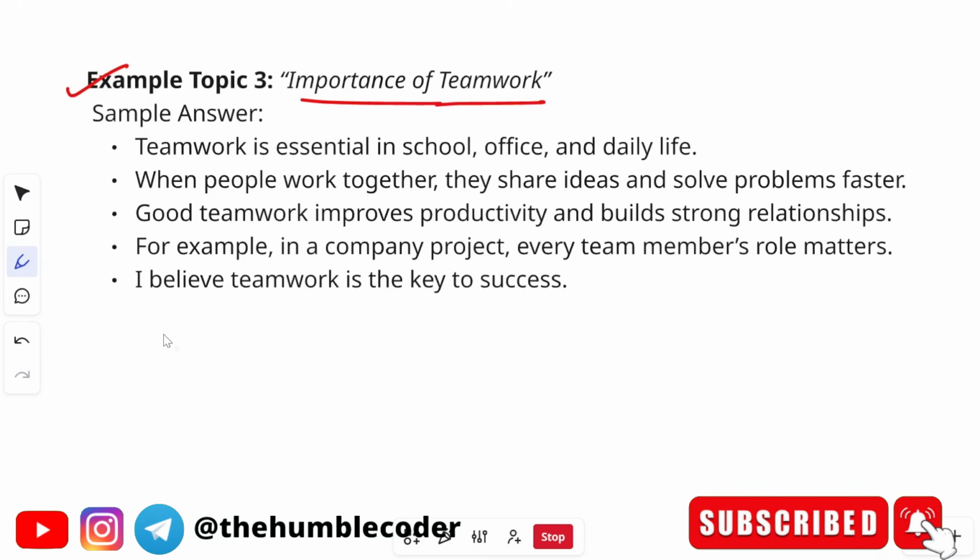Okay, so the sample answer for this is: teamwork is essential in school, office, and daily life. When people work together, they share ideas and solve problems faster. Good teamwork improves productivity and builds strong relationships. For example, in a company project, every team member's role matters. I believe teamwork is the key to success.